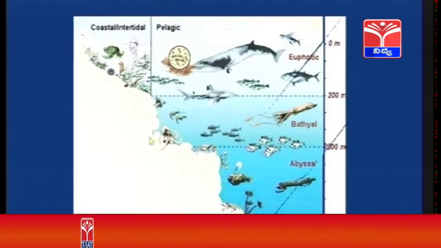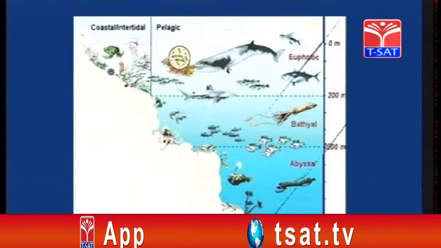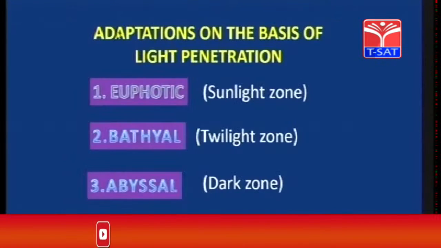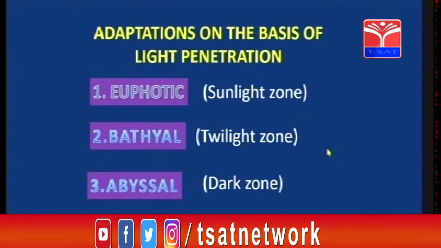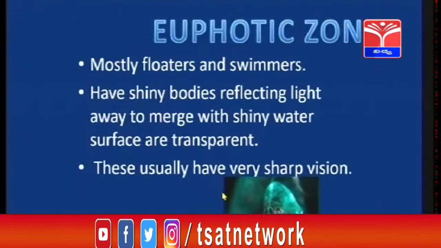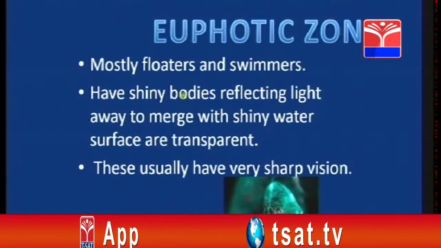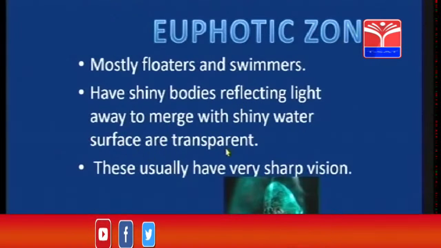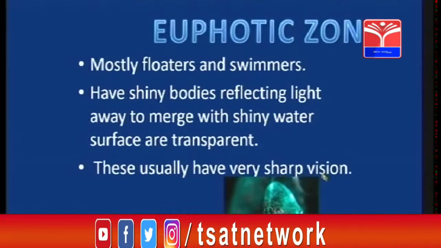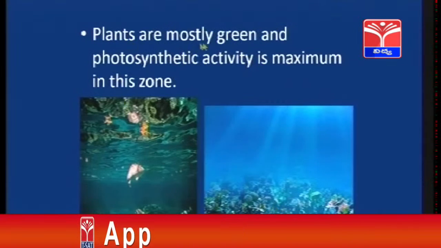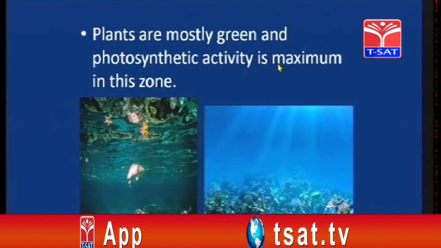So you can see children, this is coastal, that is the intertidal zone. This is pelagic, euphotic, bathyal and abyssal. Adaptations on the basis of light penetration: euphotic, sunlight zone; bathyal, twilight zone; abyssal, dark zone. In the euphotic zone, mostly floaters and swimmers have shiny bodies reflecting light away to merge with shiny water and surface, and are transparent. These usually have very sharp vision. You can see children, shiny bodies, right? Next, plants are mostly green and photosynthetic activity is maximum in this zone.